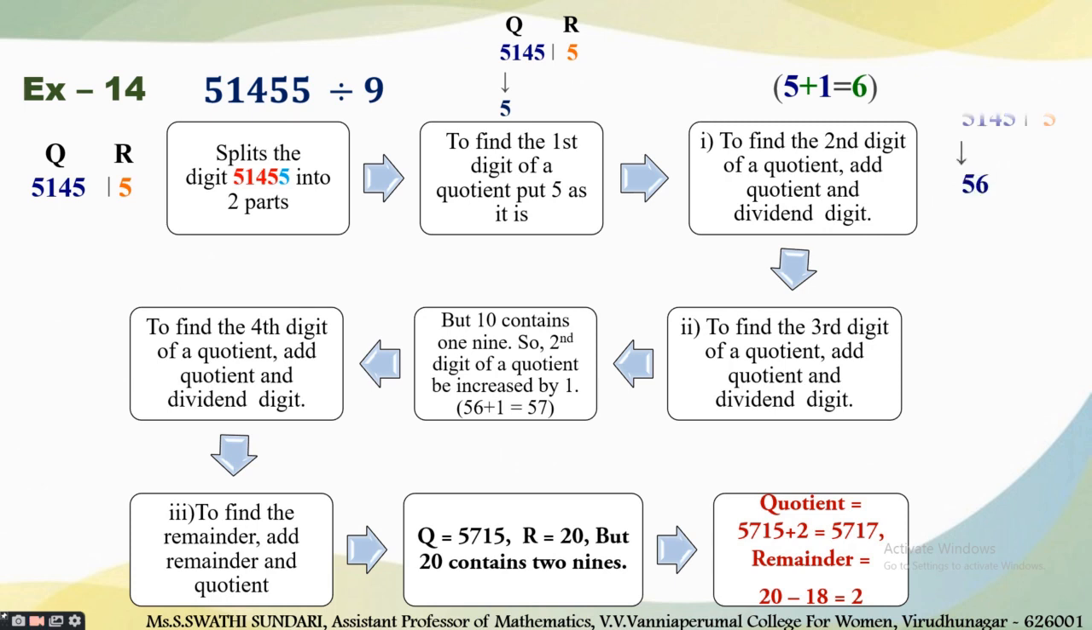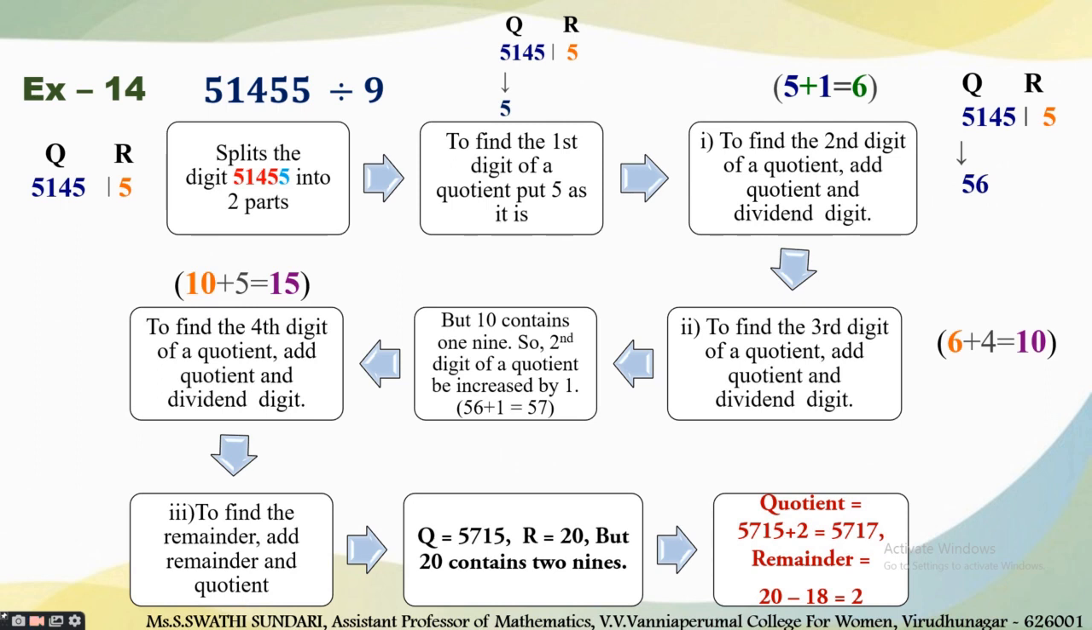And next, to find the third digit of the quotient, add that second digit of the quotient to the third digit of the dividend. We get 6 plus 4 equal to 10. But 10 contains one 9. So the second digit of the quotient is increased by 1. So 56 plus 1 equal to 57. And next, to find the fourth digit of the quotient, add that quotient and the dividend digit, that is 5. So we get 10 plus 5 equal to 15.